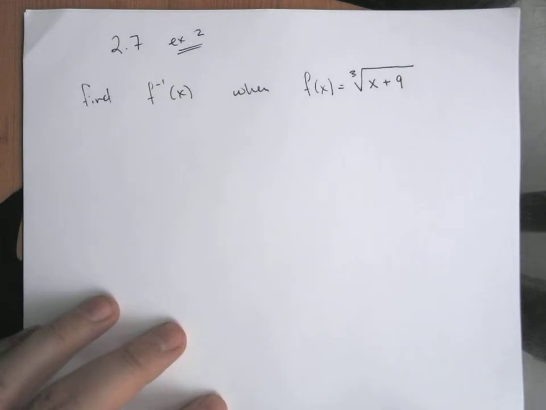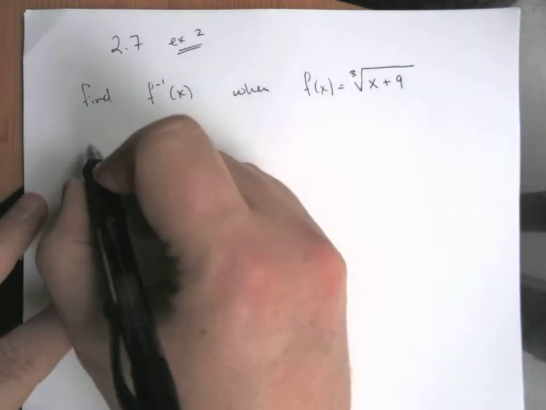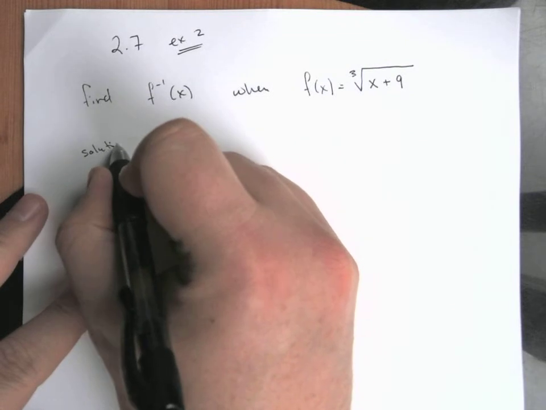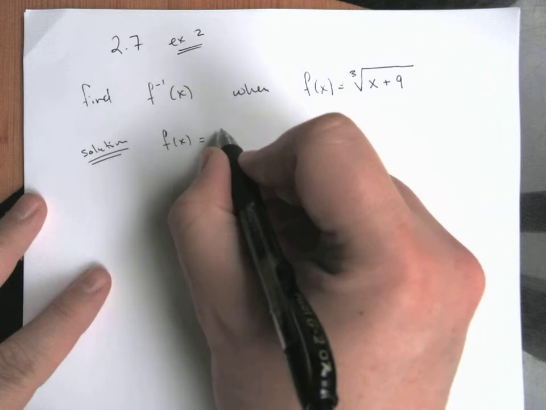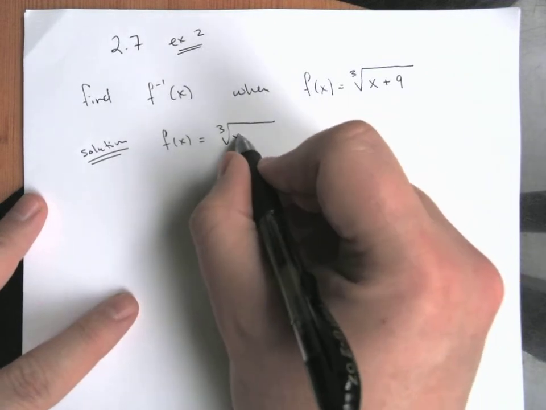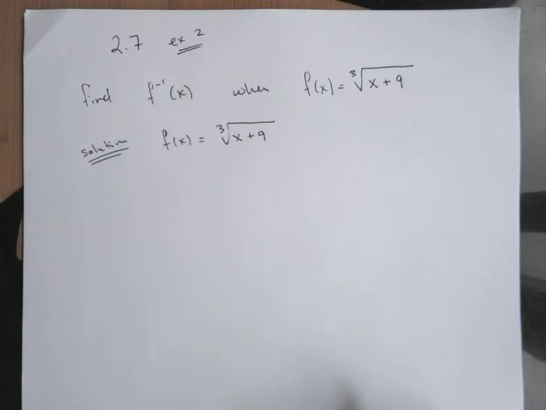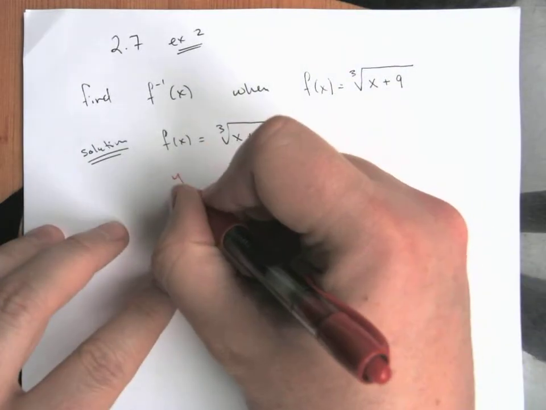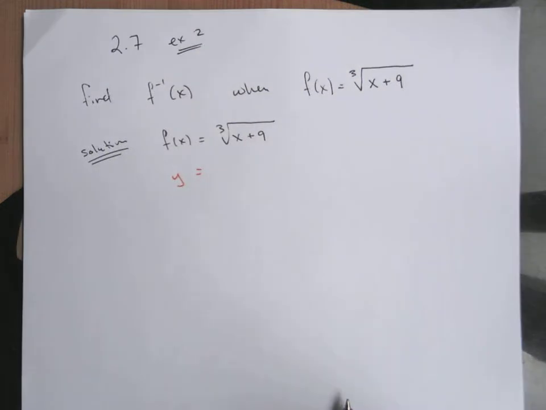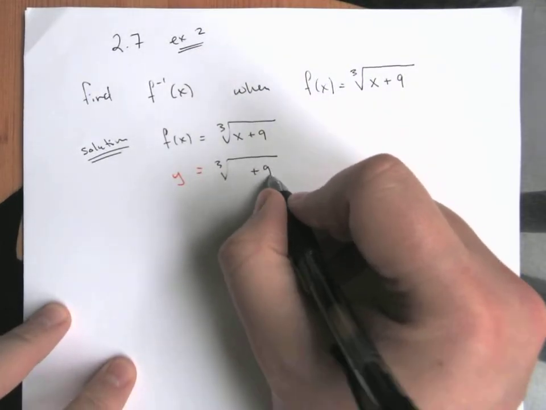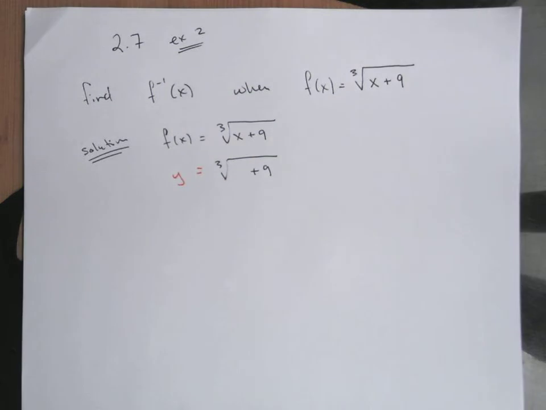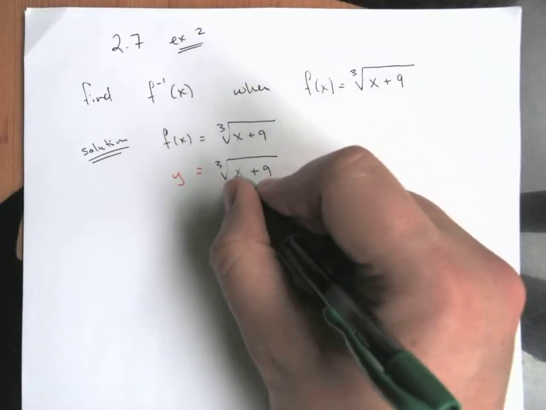So let's find the inverse. So what are we going to do? First thing, let's just get this down here. Cube root x plus 9. We sort of said the first thing is we should rewrite, instead of f of x, let's call this a y, right? And then this is going to be cube root of x plus 9.